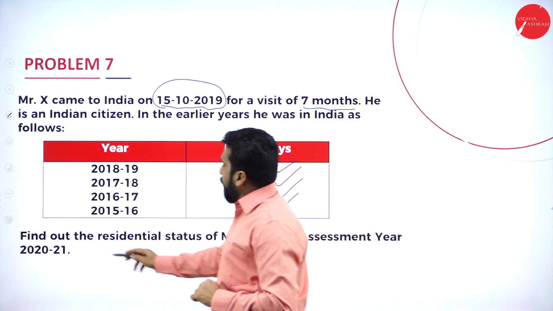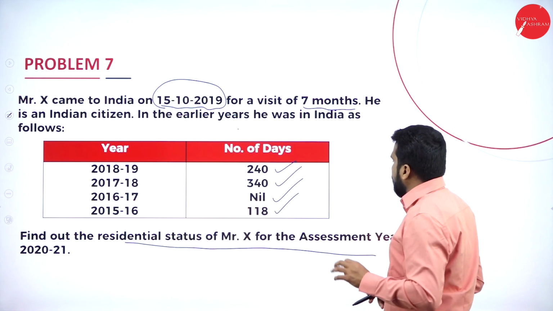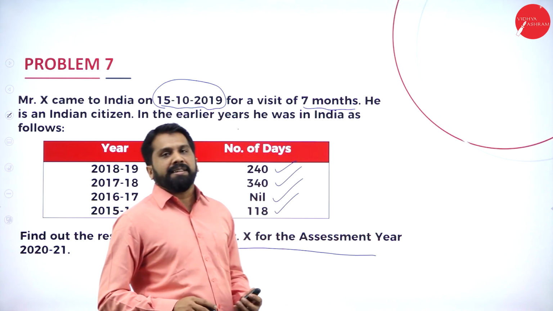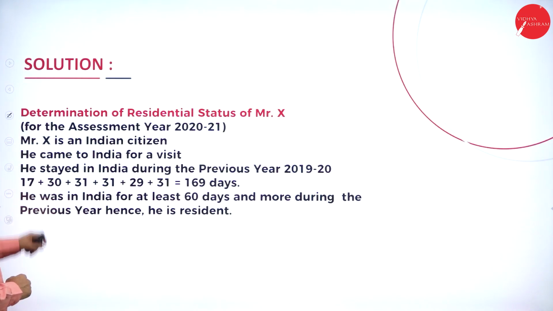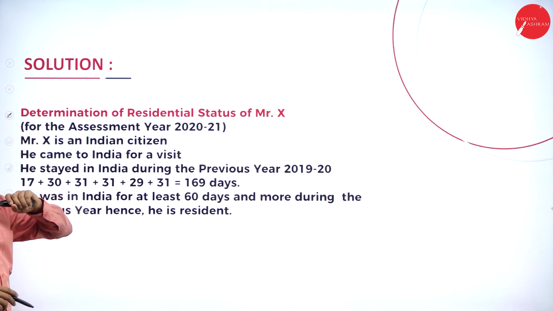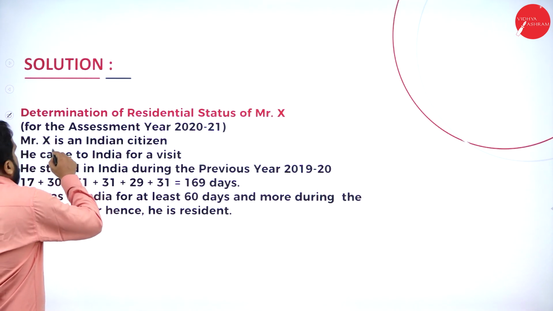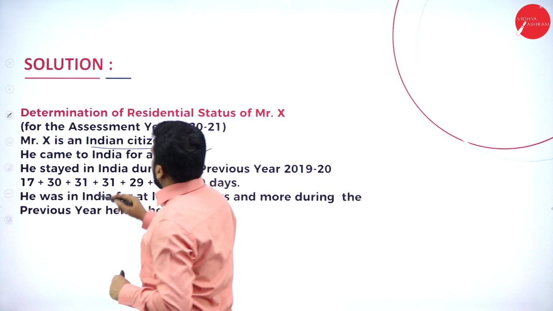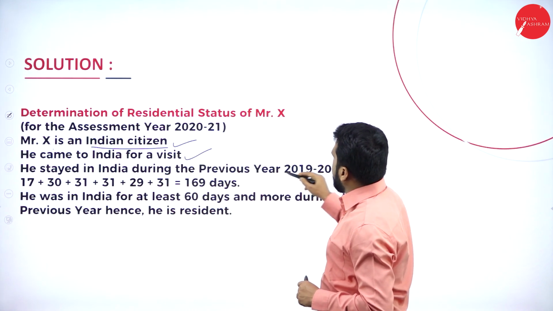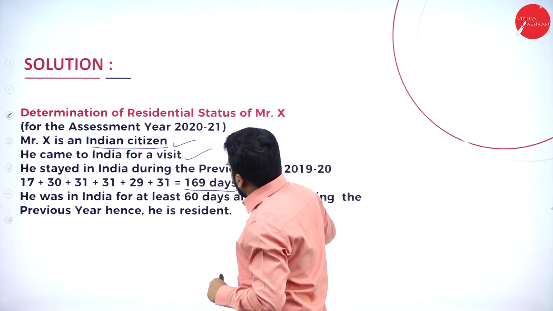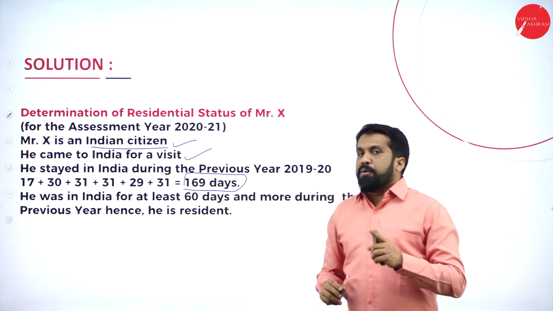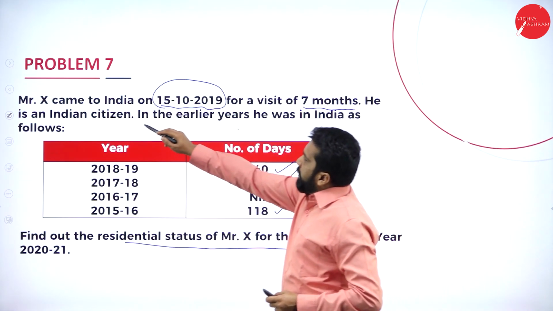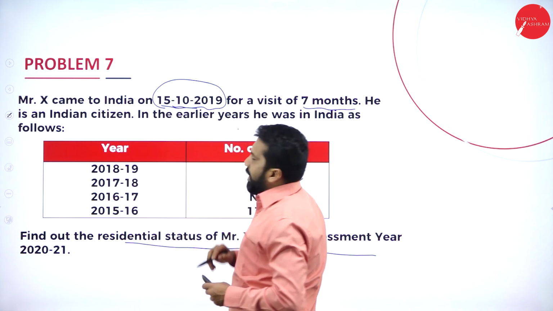Now, find out the residential status of Mr. X for the assessment year 2020-21. Now, determination of residential status. Mr. X is an Indian citizen. He came to India for a visit. He stayed in India during the previous year for 169 days. So 169 days, how come? We'll check. X came to India on 15th October.